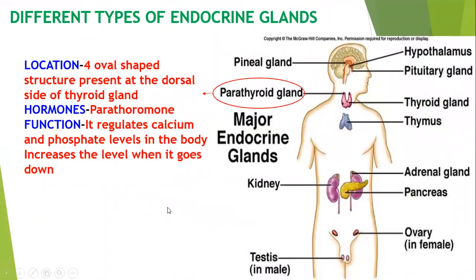The next gland is your parathyroid gland, which consists of four oval shaped structures which are present on the dorsal side of the thyroid gland. The hormone which is secreted by the parathyroid gland is called parathormone. This hormone works in the opposite direction to the calcitonin which is secreted by the thyroid gland. Whenever the level of calcium and phosphate increases, it brings it down.